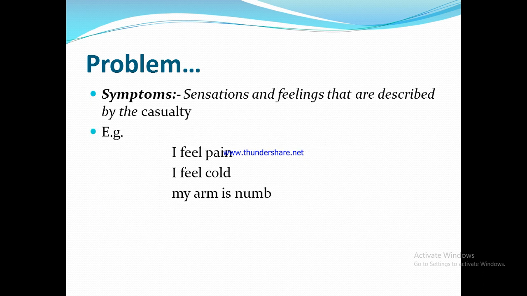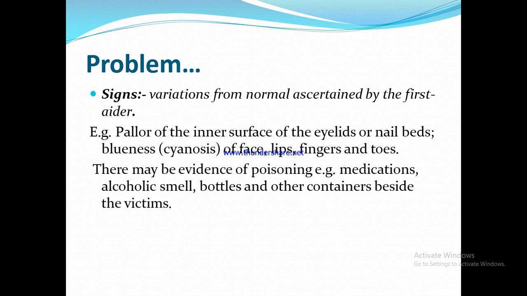Further, when examining the patient, it is good to listen to the sensation and feeling of the patient if he is able to explain. You have to consider what he is feeling after the accident, these symptoms. He may say that he feels pain, or cold, or numbness. Other than that, the first aider should observe the signs. These are the variations from the normal structure, from the normality ascertained by the first aider.